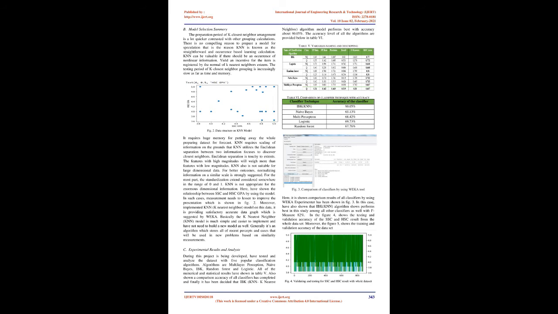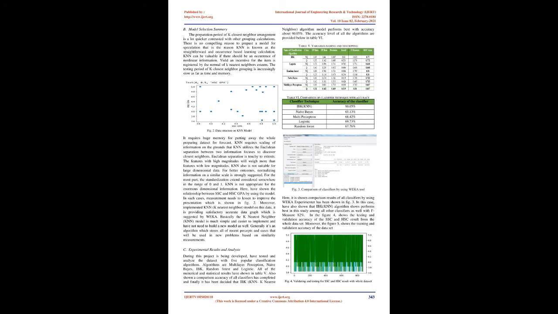It requires huge memory for storing the whole training dataset for prediction. KNN requires scaling of data because KNN uses the Euclidean distance between two data points to find the nearest neighbors. Euclidean distance is sensitive to magnitudes. The features with high magnitudes will weigh more than features with low magnitudes. KNN also is not suitable for large dimensional data.